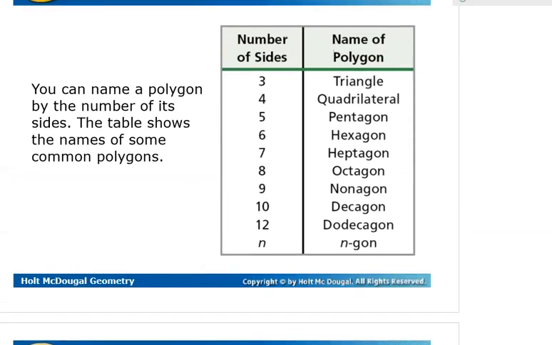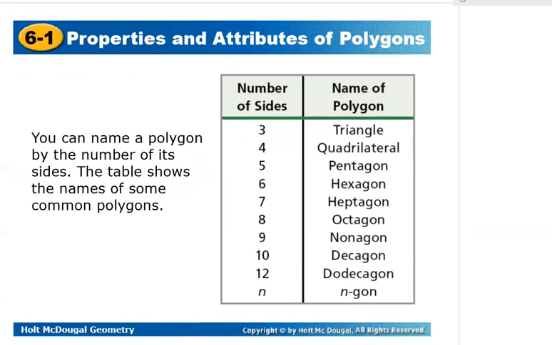Here are some names that you should either write down or memorize. Some of these that you already know. If it has 3 sides it's a triangle, you already know that. 4 sides is a quadrilateral. Quad meaning 4. So if you were to go out and ride a quad, it has 4 wheels. That's why it's called that. Just like a tricycle, it has 3 wheels. If you have 5 sides, you have a pentagon. Penta meaning 5. 6 is a hexagon.